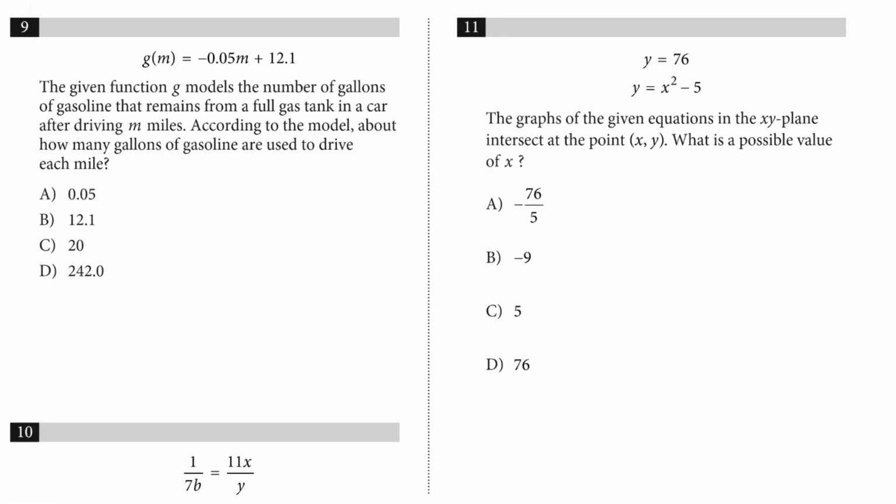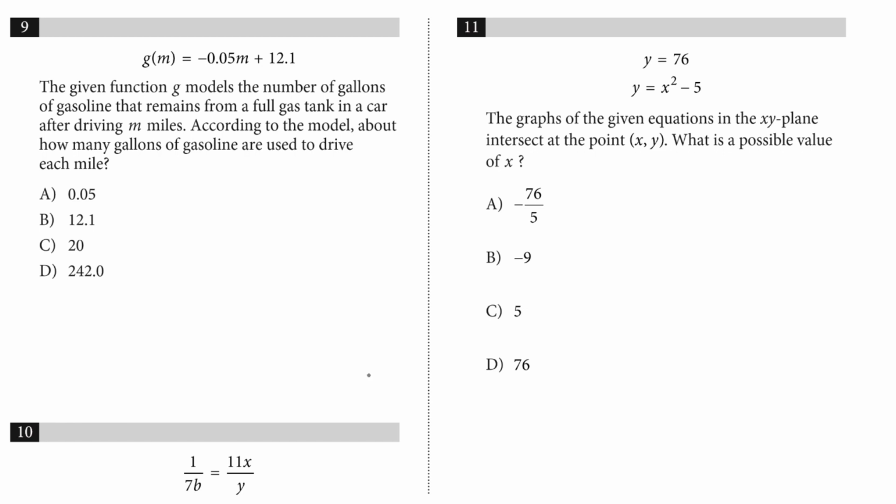Number 9. The given function g models the number of gallons of gasoline that remains from a full tank in a car after driving m miles. According to the model, about how many gallons of gas are used to drive each mile?